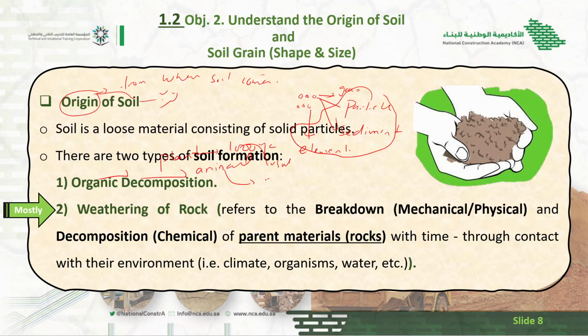Or some animals which died and were buried in the soil. So the organs of the animal are mixed with that soil. So that type is also called what? Organic decomposition or organic soil. The another one is weathering.